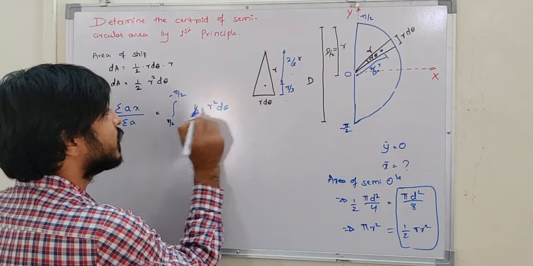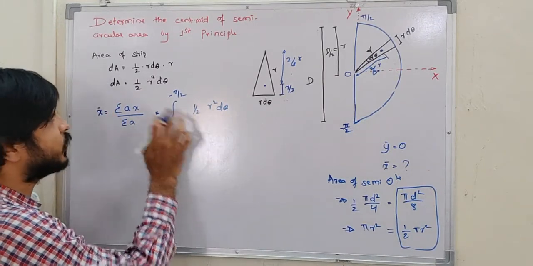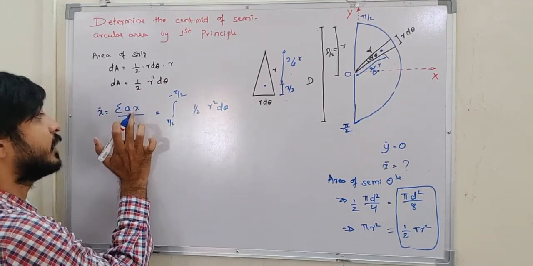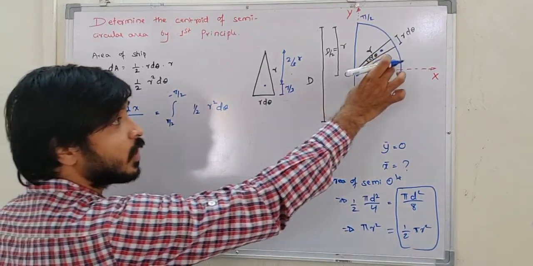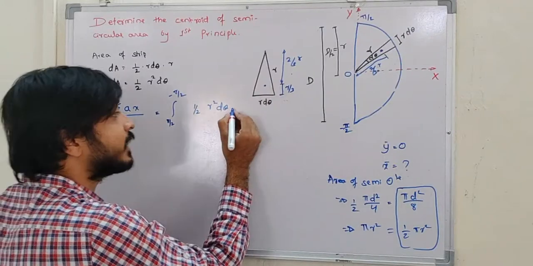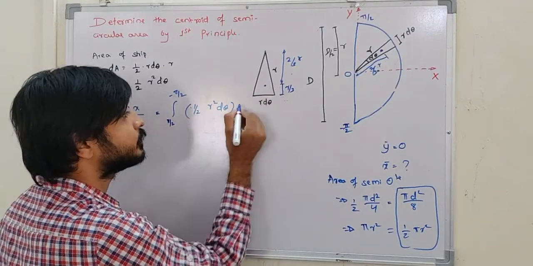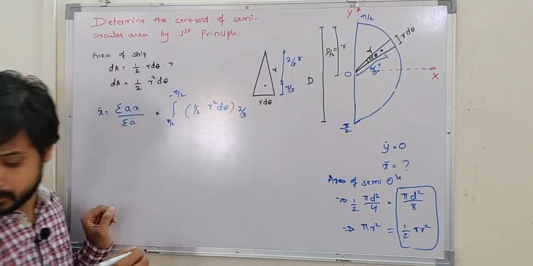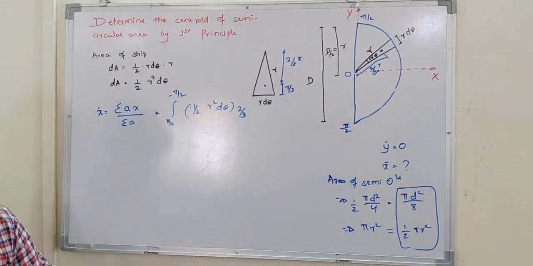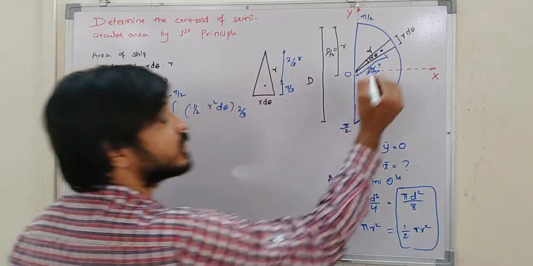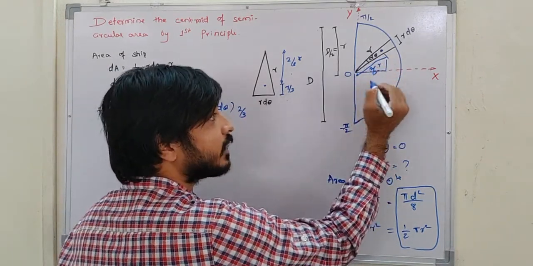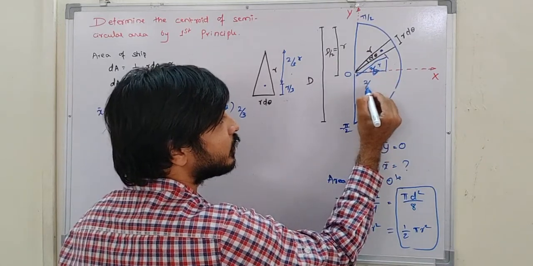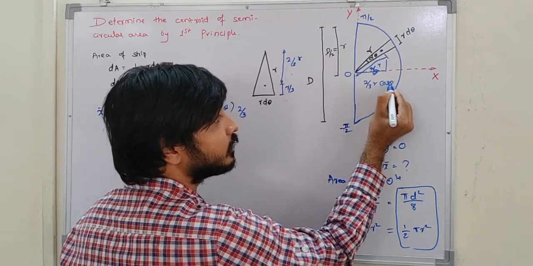So half, this one I'll substitute here. This area is half r square d theta, and into distance, how much have we got? 2/3 of r we have got, so that I'll substitute here, multiplied by 2/3 of... this is 2/3, and we want this horizontal distance, right? So if I want to calculate that, this will become 2/3 of r cos theta.